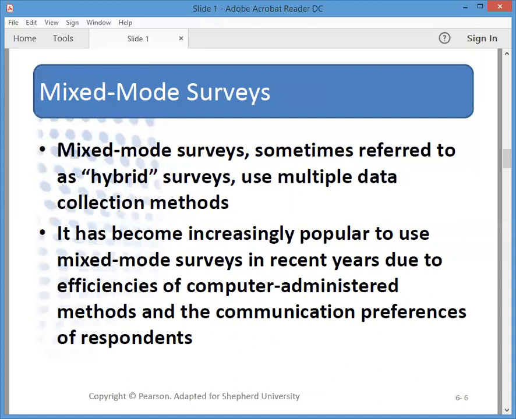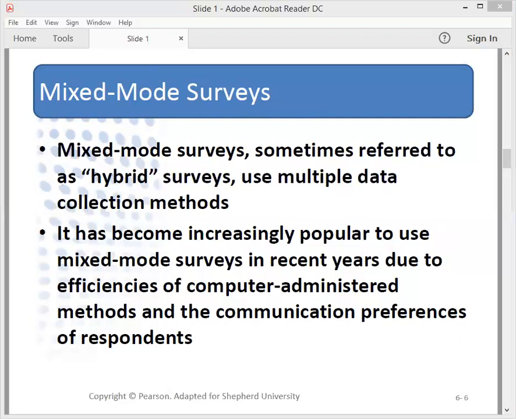And finally, the fourth type of data collection method is a mixed mode survey, also known as a hybrid survey. They're increasingly popular because of the efficiencies of computer-administered methods, and also the respondents end up preferring this.